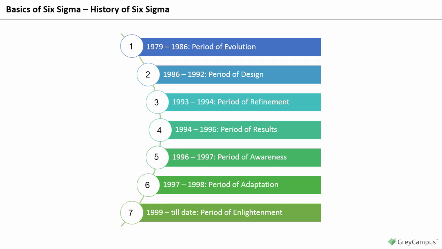1999 till the present, period of enlightenment. Six Sigma has now become the basic hygiene requirement of most of the organizations. Individuals with Six Sigma expertise are given preference over other individuals.